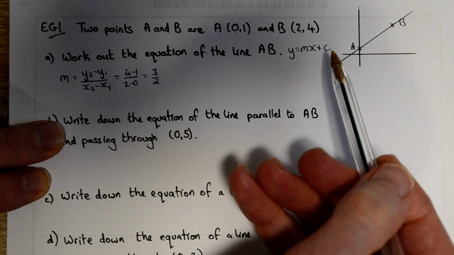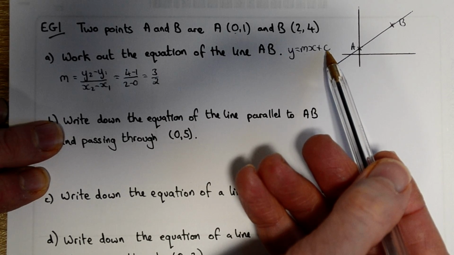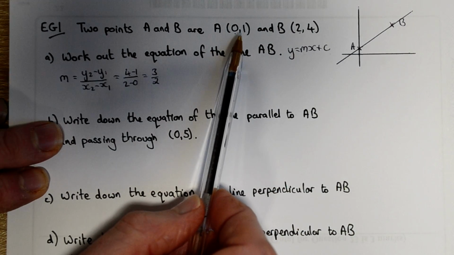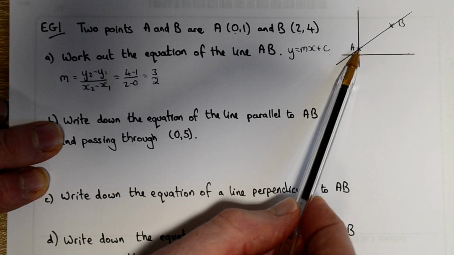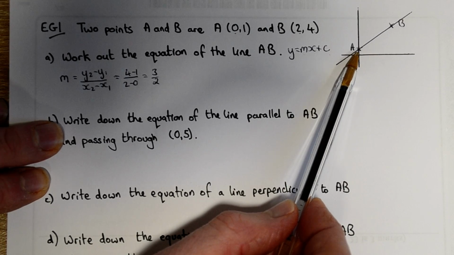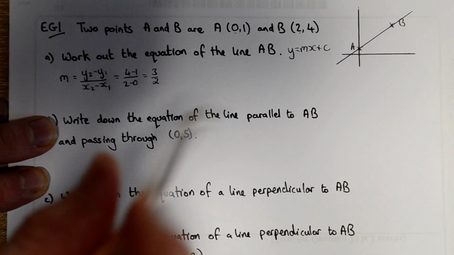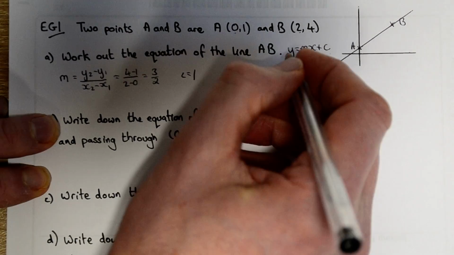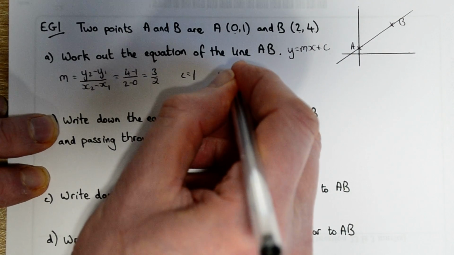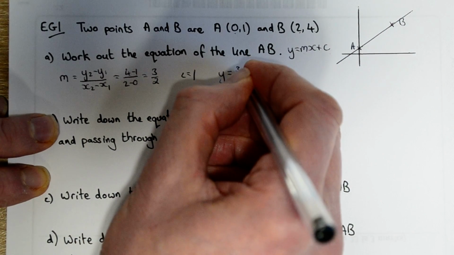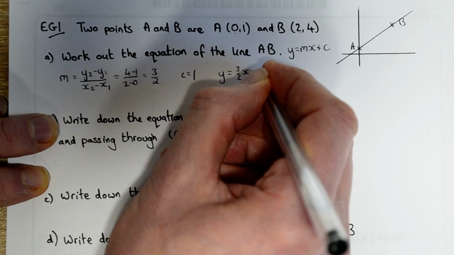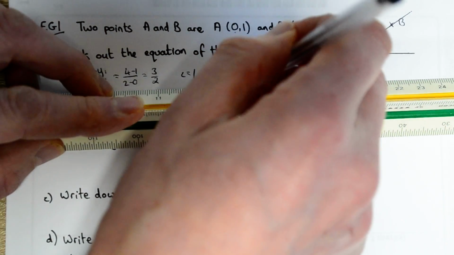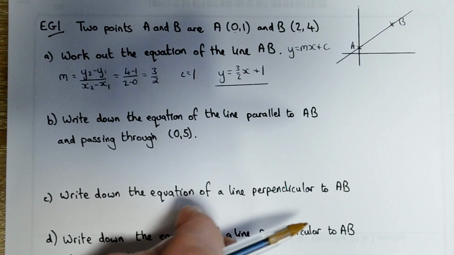Second, we need to know the y-intercept c. Now it helps us that we've been given the value of a point on the y-axis, 0, 1. So if it goes through 0, 1, then the y-intercept is 1. So we've got our two values, m and c, so you can write out the equation y equals m times x plus c. That's our equation of the line.